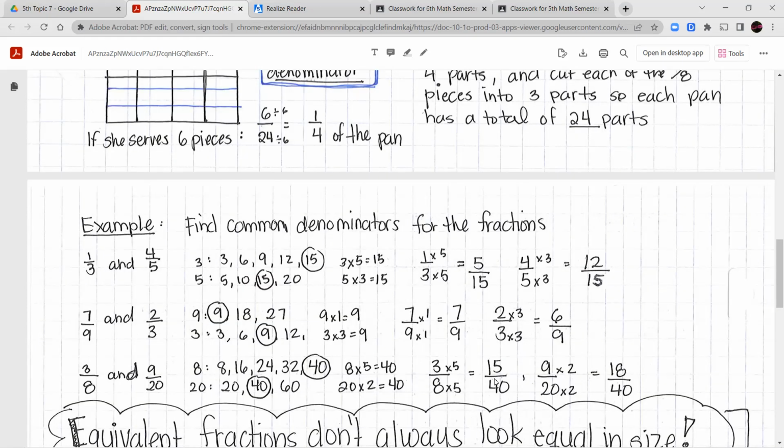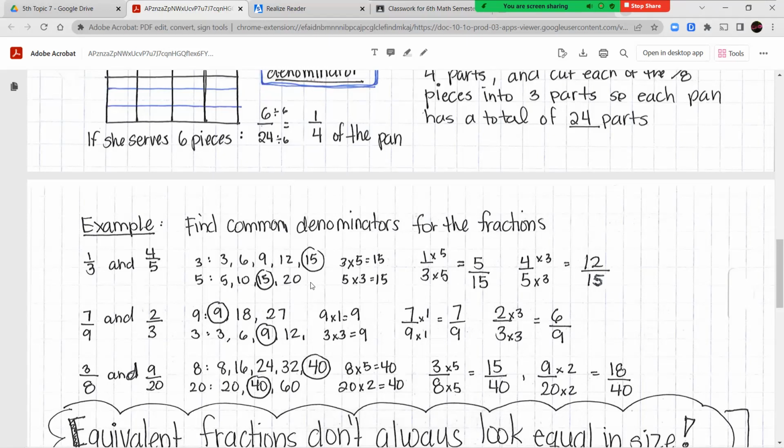Now let's take a look at some more examples. Find common denominators for the fractions 1/3 and 4/5. So here we're going to look at the denominators and find the multiples of those denominators. So we have 3 and 5. We list out our multiples of 3, we list out our multiples of 5. Find the first number they have in common, which is 15.